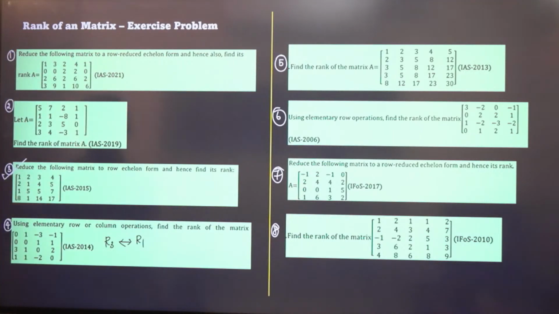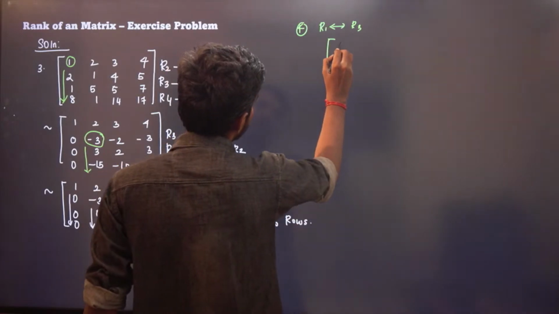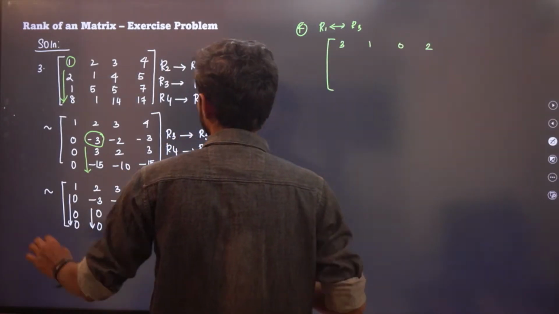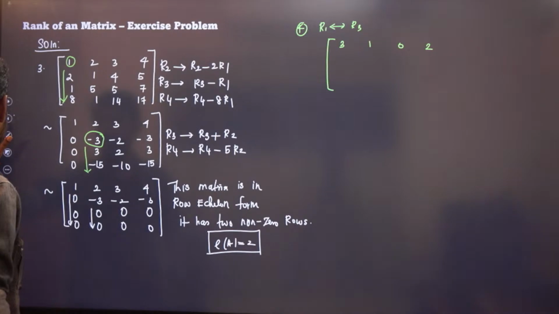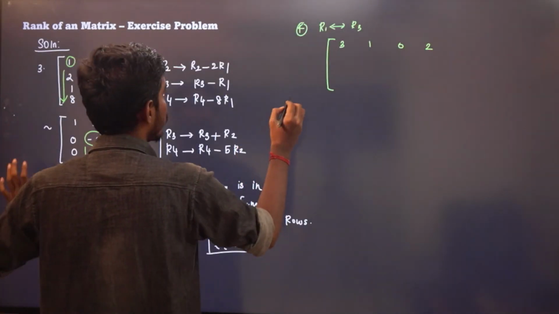So this matrix will be reduced to 3, 1, 0, 2. R2 will remain as it is, 0, 0, 1, 1.